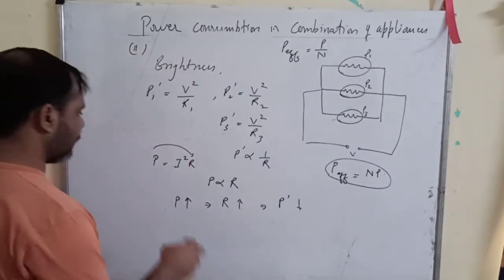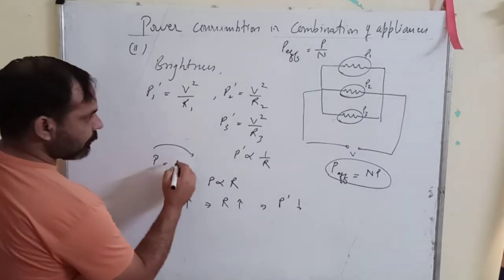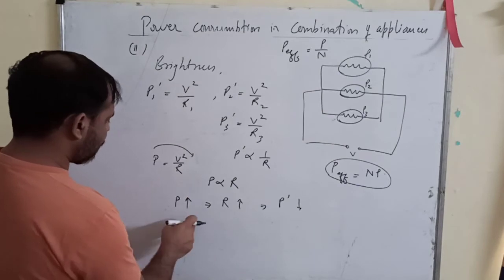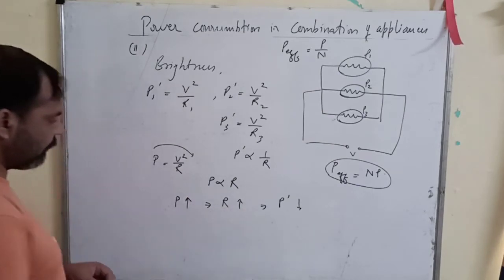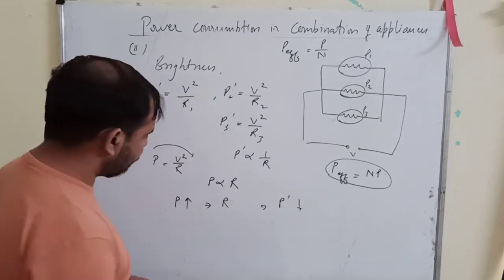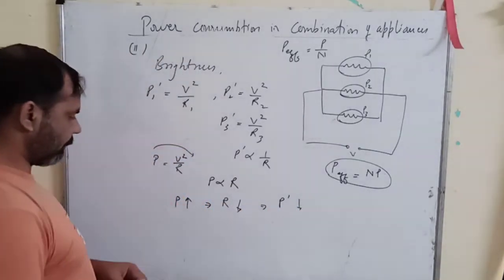Here V is common. It should be V square upon R: highest wattage, lowest resistance, and P dash is maximum.